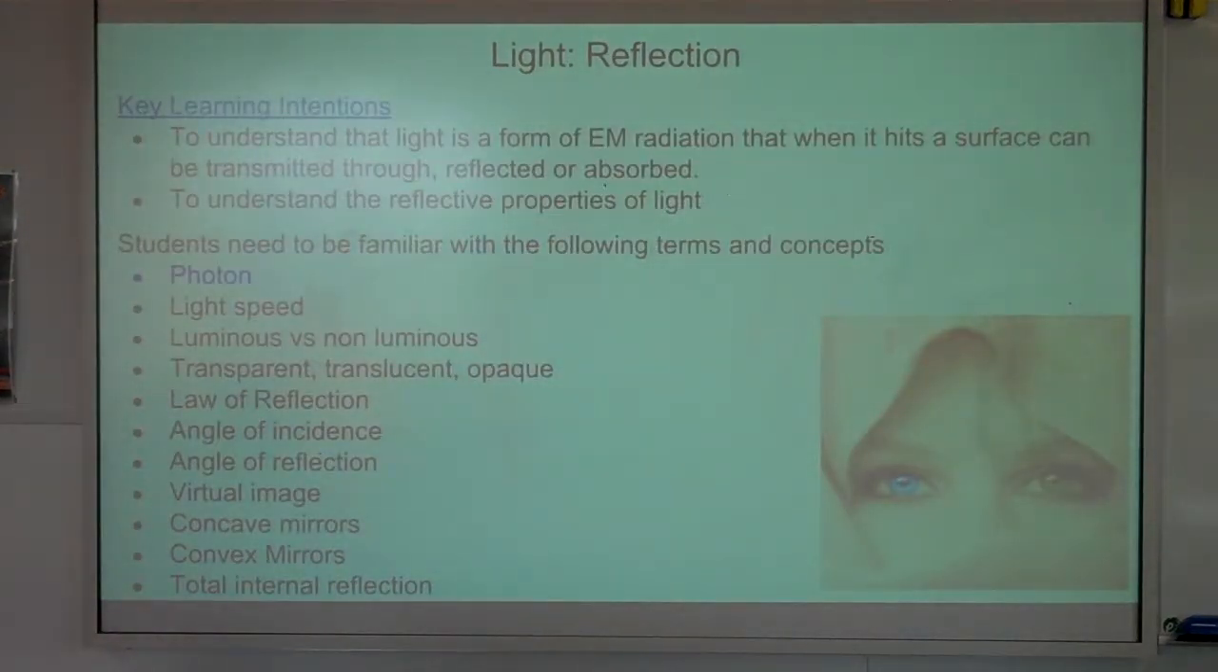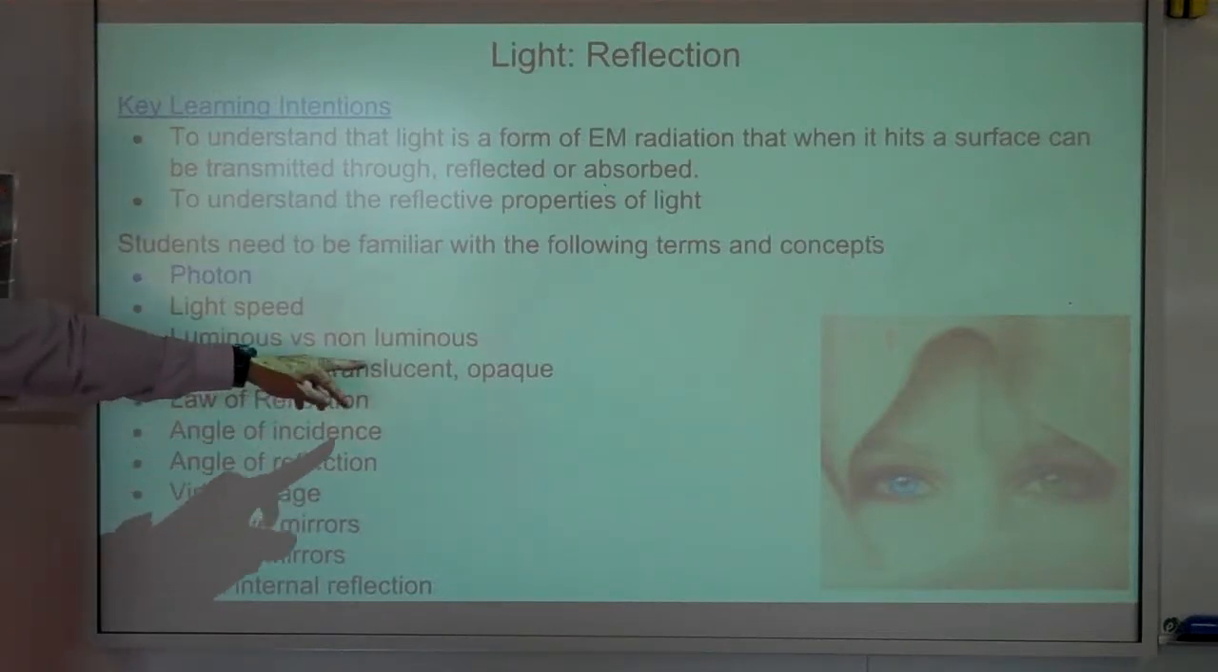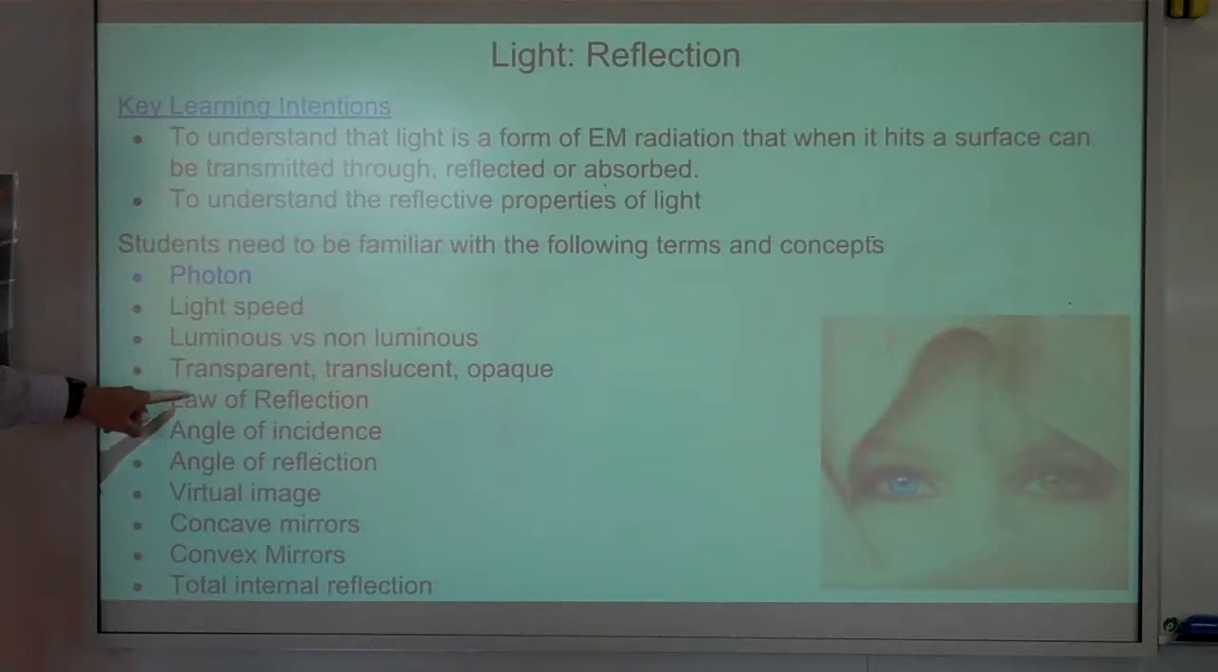Now, key learning intentions, we talked about that. We're looking at the reflective properties of light. We've already talked about photons and light speed a little bit. Now we're looking at luminous versus non-luminous, light-giving versus non-light-giving, transparent, translucent and opaque. Those 3 terms are key. The law of reflection is key. Angle of incidence, angle of reflection, virtual image, concave mirrors, convex mirrors, and total internal reflection.